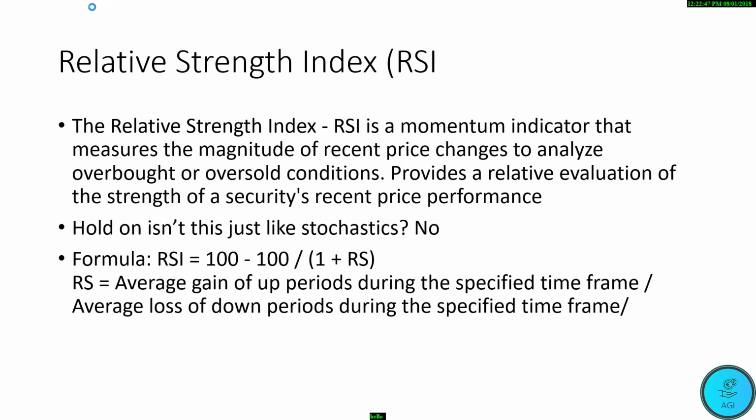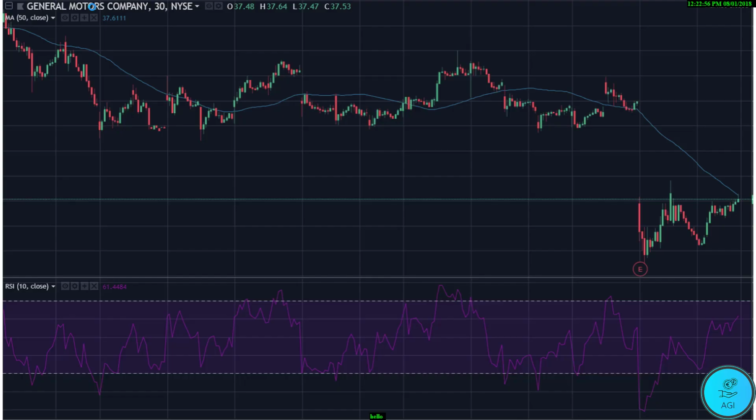One of the big things that you'll see soon is you might immediately think it's just like stochastics. I mean, it looks the exact same. It shows overpriced and oversold assets. So why is it not like stochastics? Well, the RSI shows, I guess, momentum and the strength of the trend, whereas stochastic just shows overpriced and oversold.